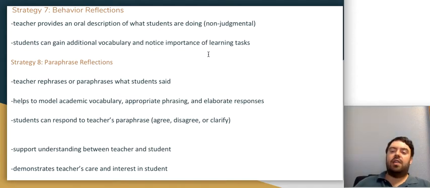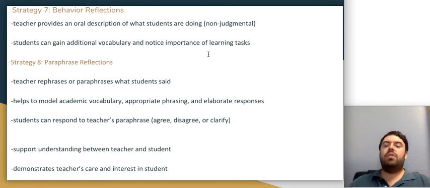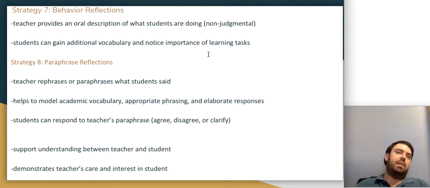An eighth strategy that's similar to behavior reflections would be paraphrase reflections. That would be when the student says something, and then the teacher paraphrases what the student said in different words, using academic language, content language, and complete sentences that are elaborate and descriptive. This is great for students because it's modeling how to speak in complete sentences, how to use academic and content vocabulary, how to be descriptive in your phrasing, and it also shows that the teacher cares about what the student says.